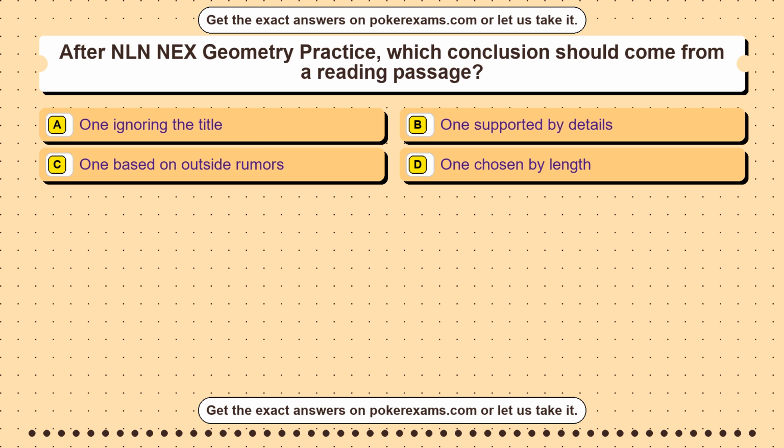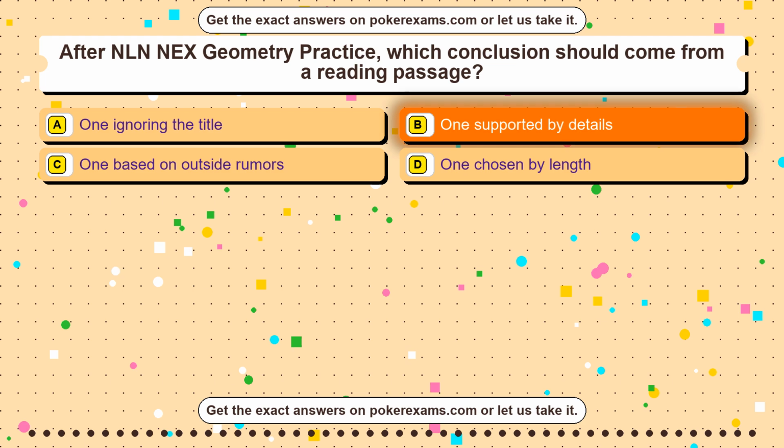Question 36. After Get Geography Practice, which formula finds the area of a rectangle? Option A, pi r squared. Option B, length times width. Option C, 2 times length plus width. Option D, base times height divided by 2. The correct answer is option B.